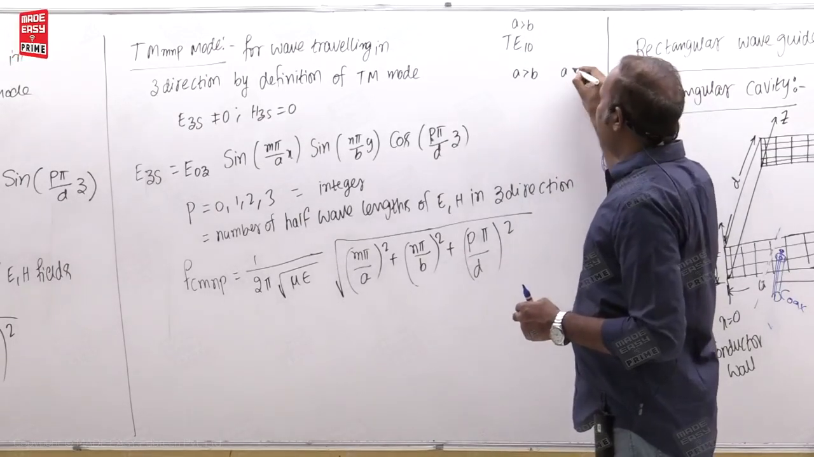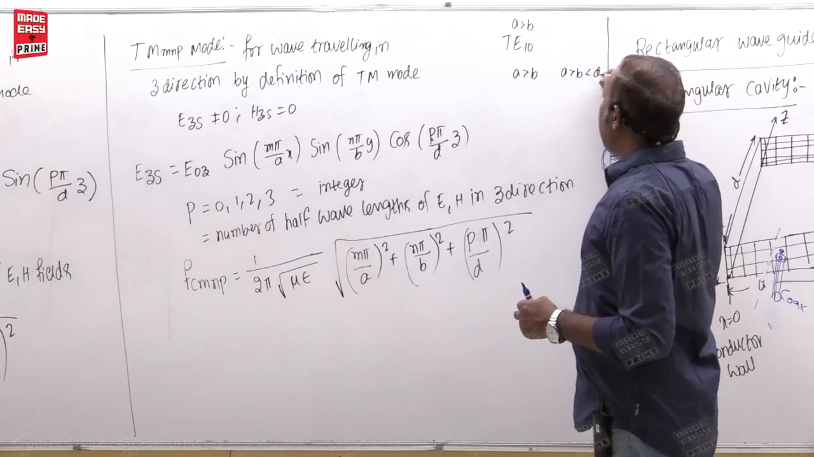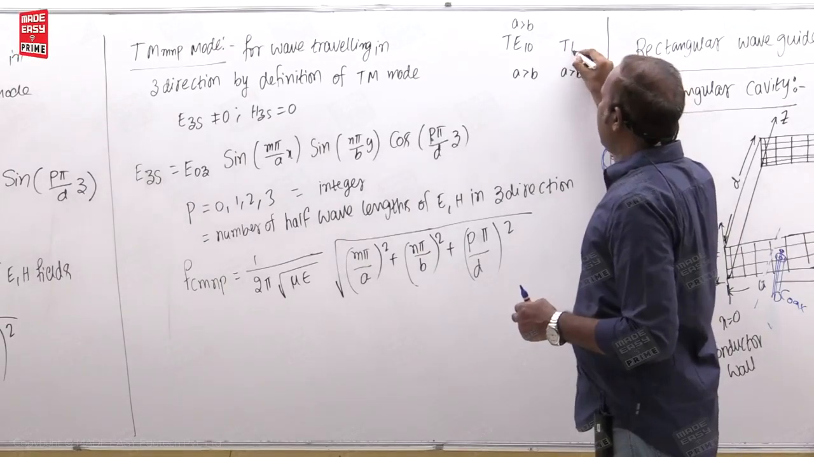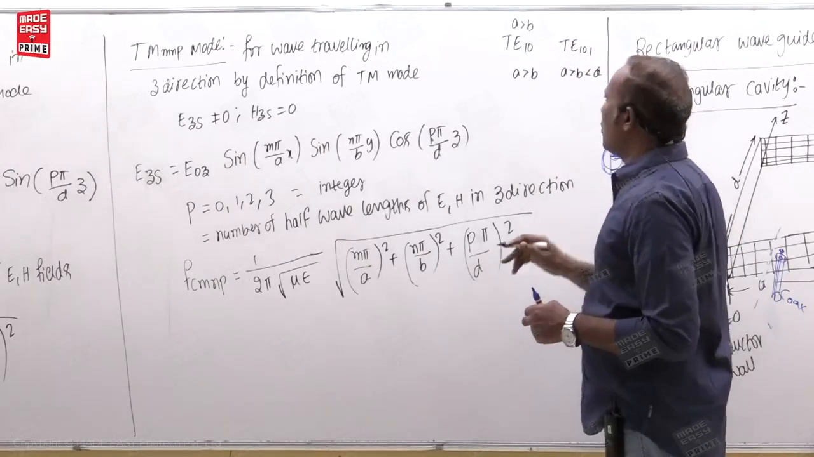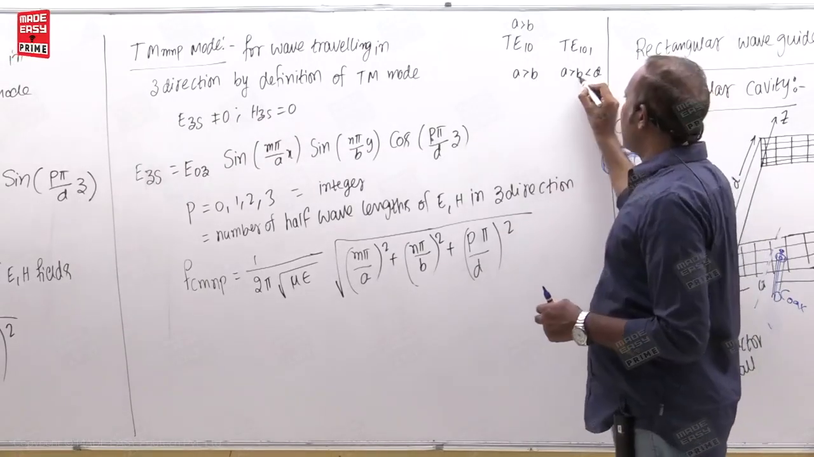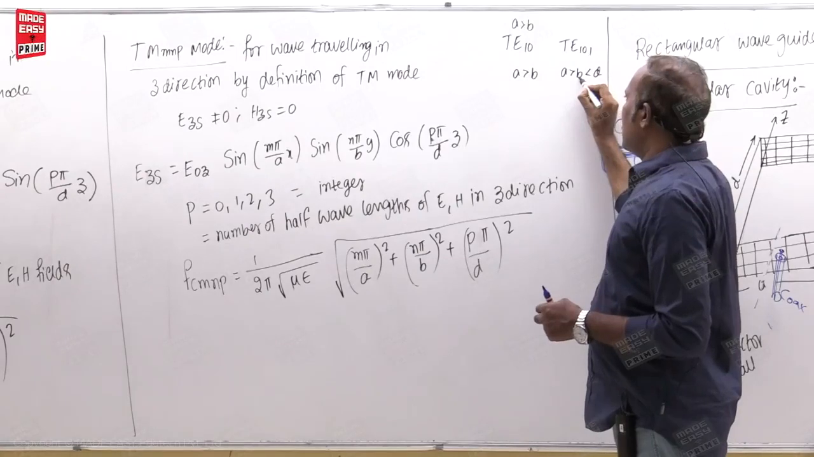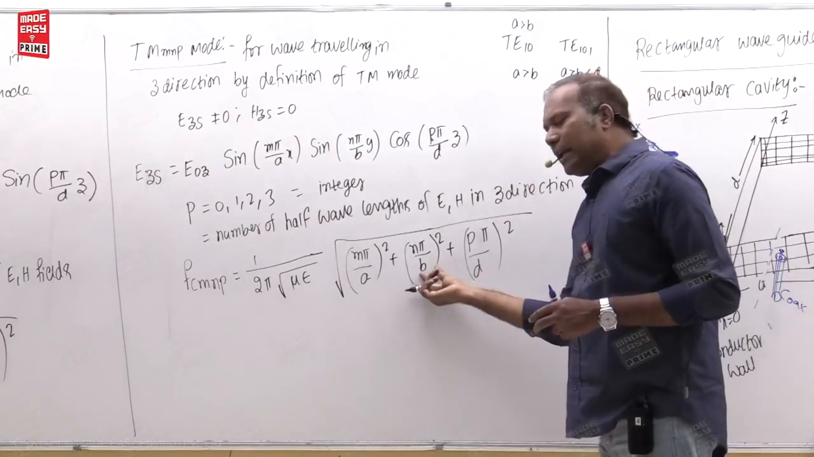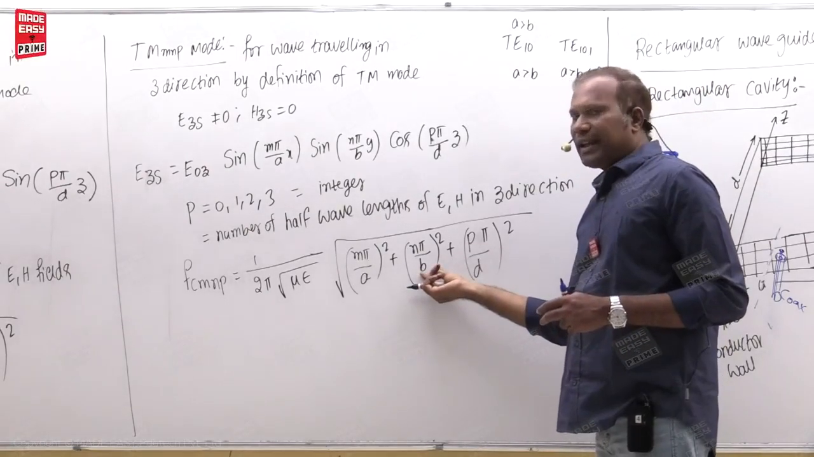Then for the cavity, A greater than B less than D, then TE101 mode is the dominant mode. The reason you know now, this is the smaller value among them. You don't take small value in the denominator.